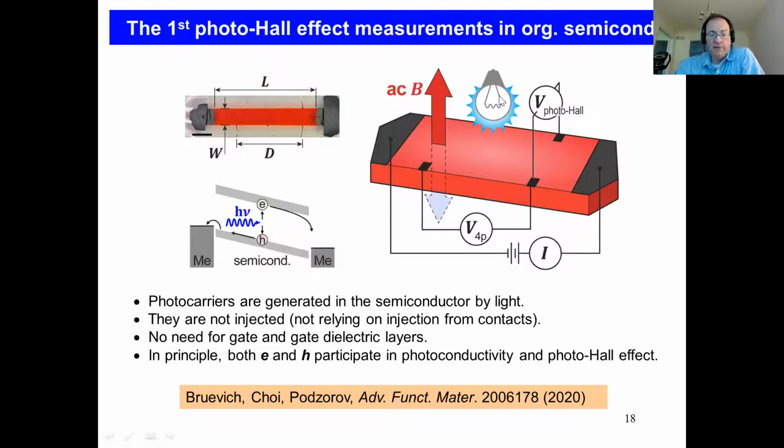And instead of relying on charge injection from contacts, in this case, we generate carriers by light. So the sample is illuminated uniformly with light, and you generate electrons and holes. These electrons and holes drift in the opposite direction along the channel, and in principle, both of these types of carriers should be contributing to the photoconductivity and the photo-Hall effect.